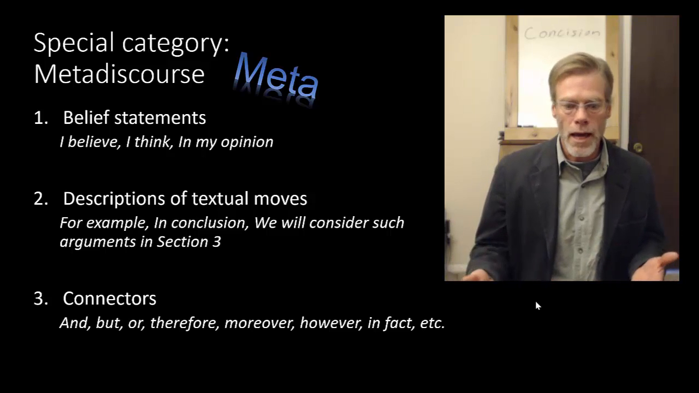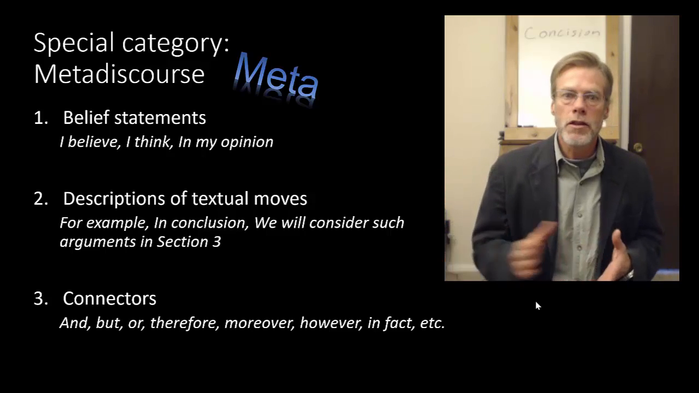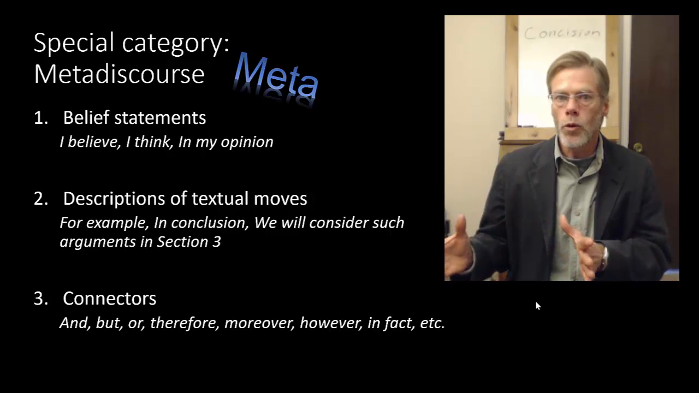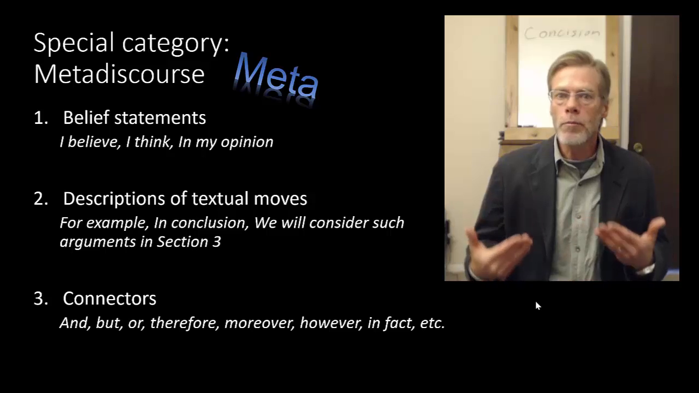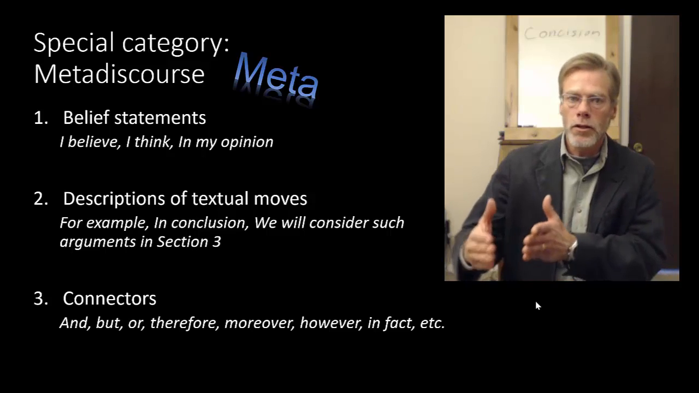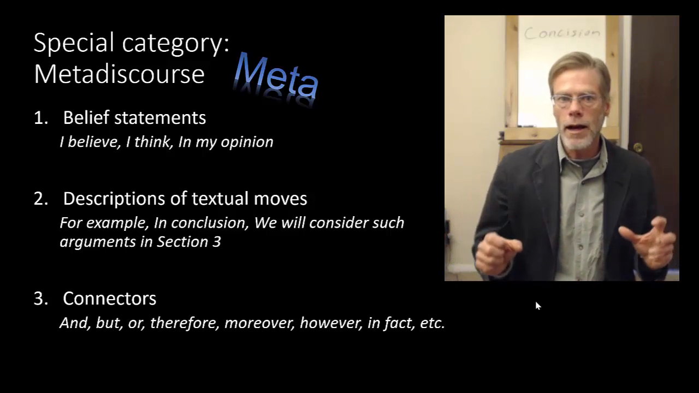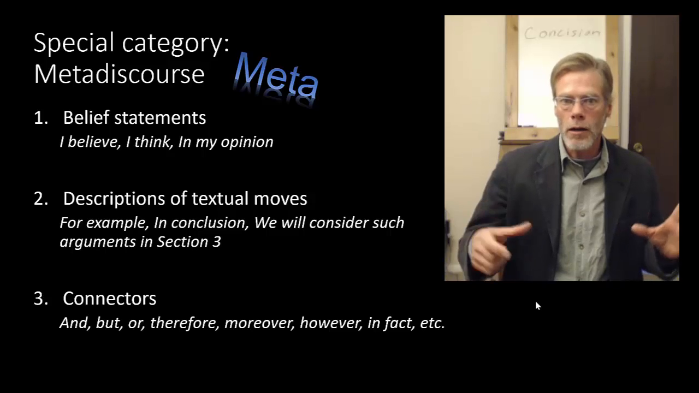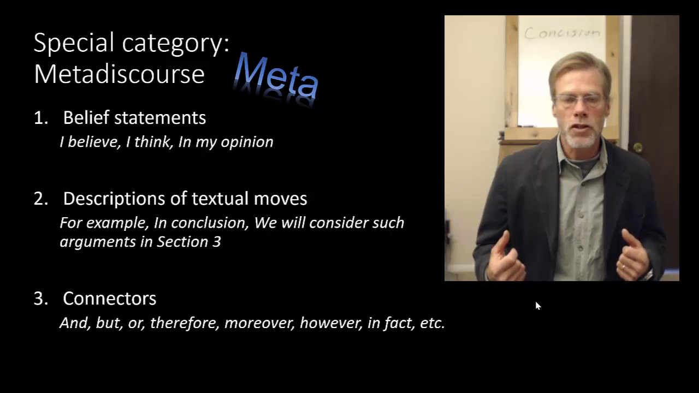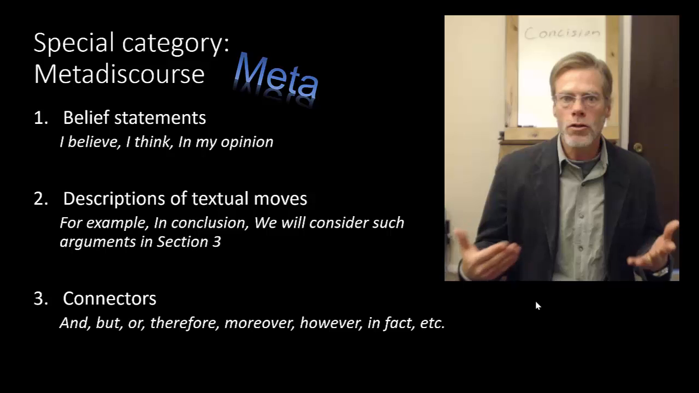Words like, for example, in conclusion, we will consider such arguments in section 3. These are moves describing what we're doing. They can be very useful at times. So it guides the reader to what we're doing. Sometimes a writer may include an entire paragraph where they talk about what they're going to do in the paper. I think of that as a roadmap to the paper. It's perhaps not necessary, but it can be useful.